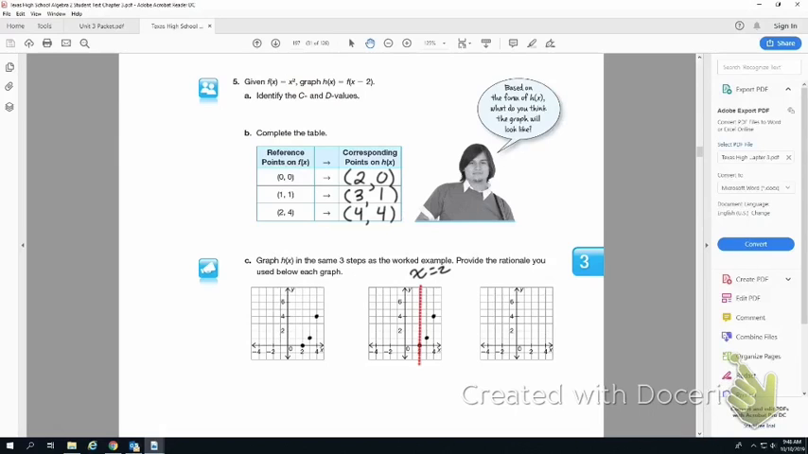And then again, once you have that, you're going to reflect the points that you have across that, and draw your nice, neat parabola. Once you have that, go to the next page.